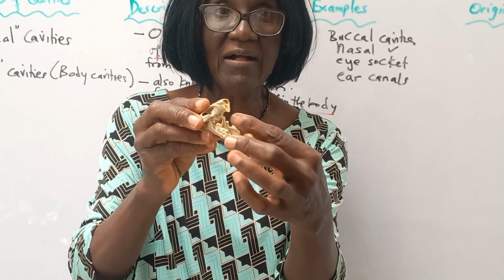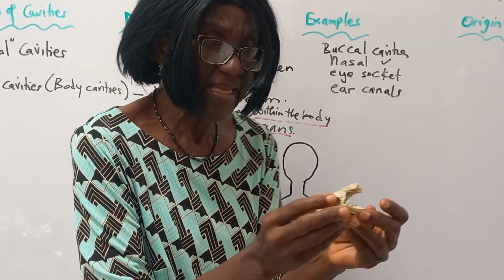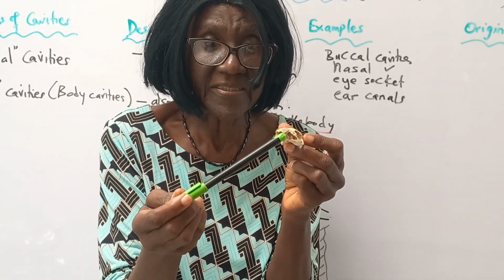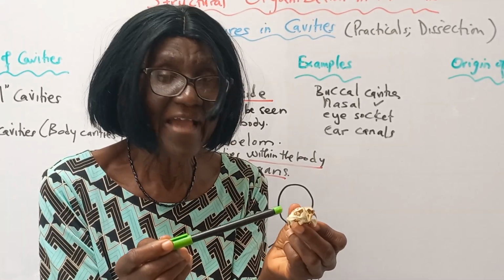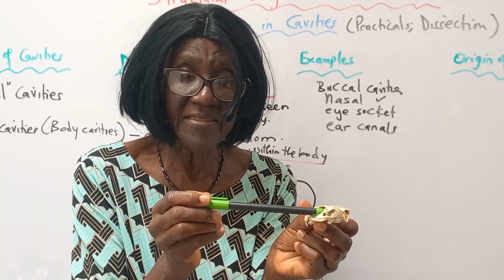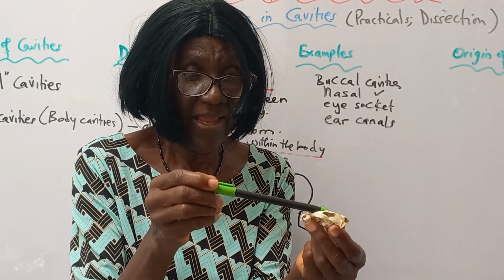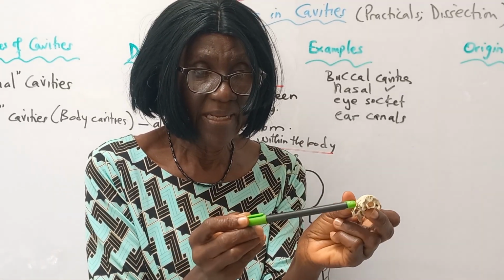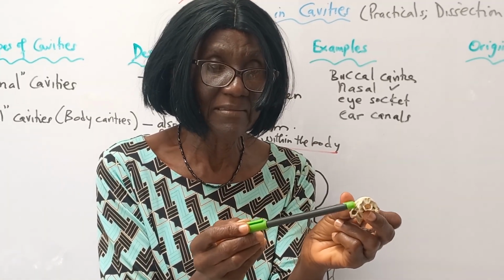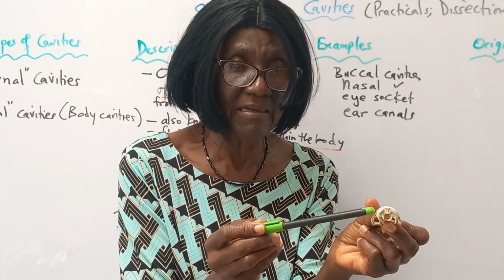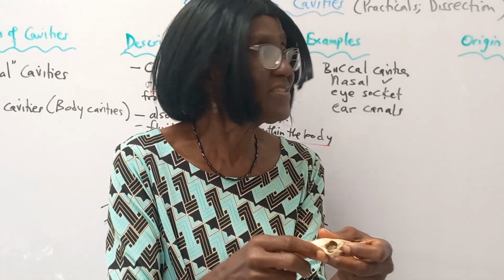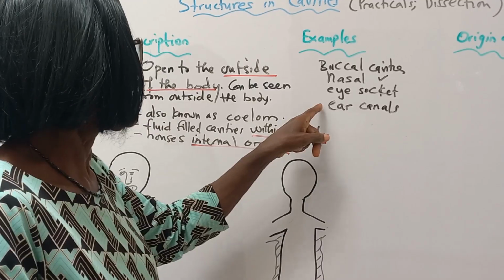Here is the buccal cavity. And then we have the nasal cavities. See the holes in there, those are the nasal cavities. And I have the eye socket. It's a cavity in which the eye lies. Then I have these holes, one here and one here on each side of the skull. These are the ear canals that the ear organs are in. These are the external cavities.